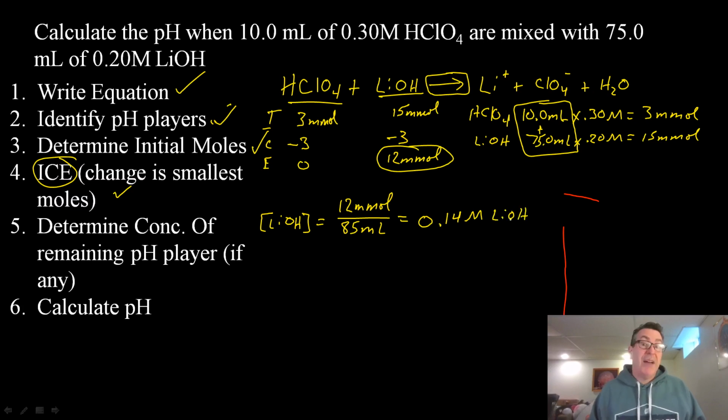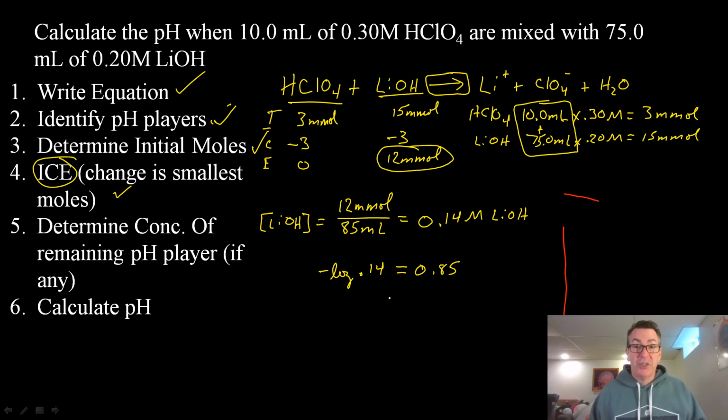So essentially what we have left is this strong base with some salt that doesn't affect the pH, with some ions. The lithium ions are there, the perchlorate ions are there, but neither of those affect the pH. The only pH player that affects the pH here is that lithium hydroxide. So the next step, we're going to take the negative log of that strong base concentration. And when I do that, I get 0.85.